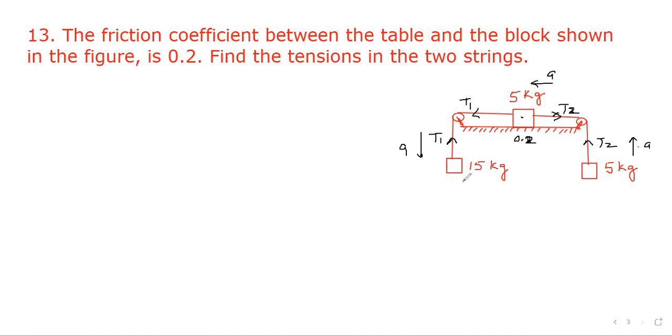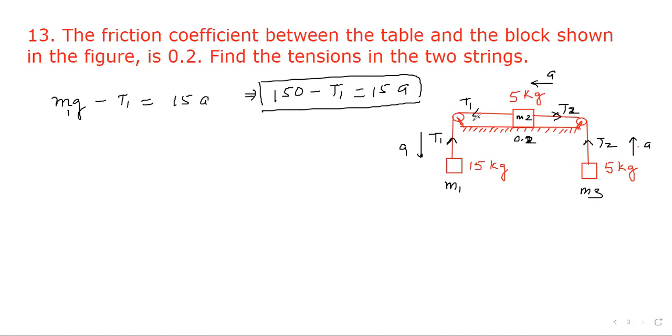So let's consider the motion of this block. It will move in this direction. Now its weight is 15 into 10. Suppose we write this as m1, this as m2, this as m3. So m1g minus T1 is the net force due to which this object is moving in the downward direction. So 15A. So m1 is 15 kg, g is 10. So we can say 150 minus T1 equal to 15A, equation number 1.